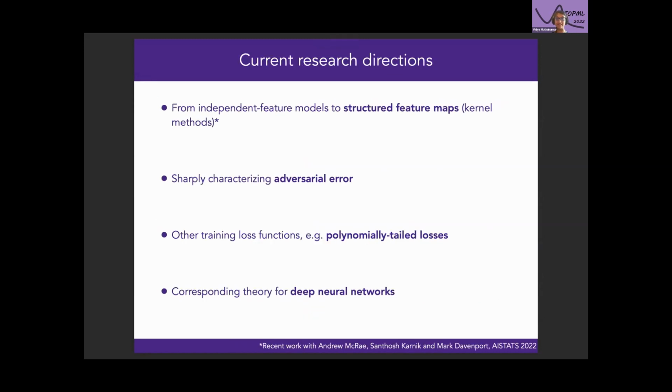Just a bit about current research directions. I'm thinking a lot nowadays about how to go from these independent feature models to structured feature maps. And I'm also thinking a lot about potential consequences of these separations between classification and regression for the case of adversarial error. And there are lots of very, very interesting open questions there. And finally, I already touched upon this a bit. Our results currently do not say anything for polynomially tailed losses, and I think it's an interesting mathematical question whether those in fact lead to different solutions.